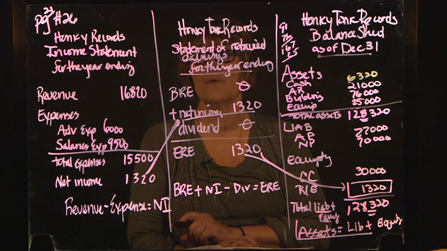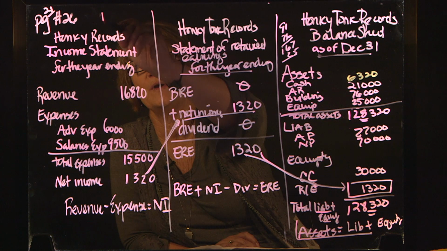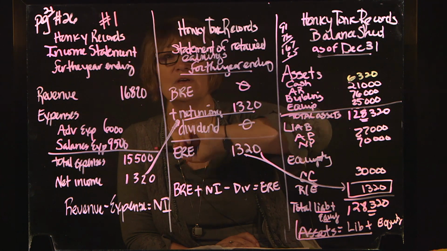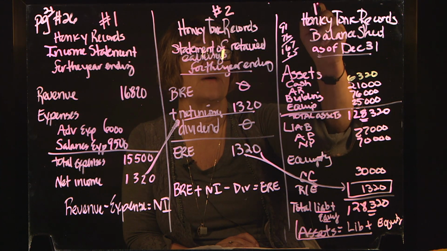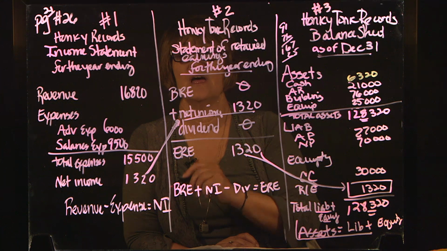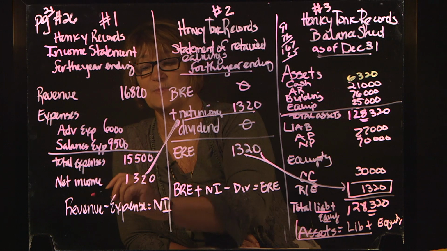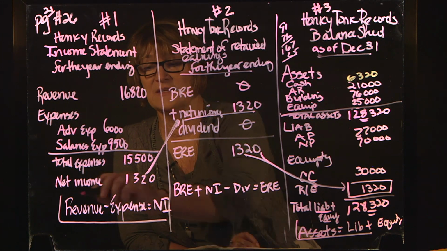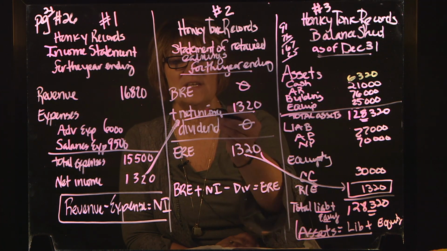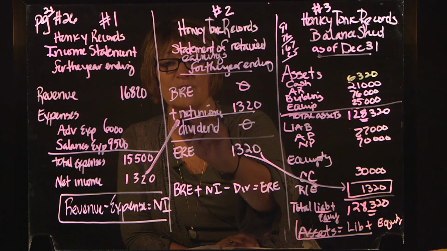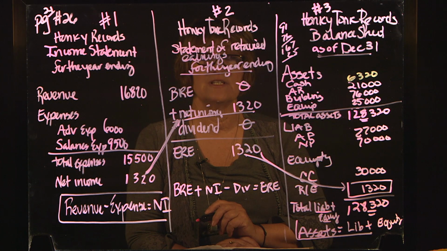And so our main takeaway today needs to be there's three financial statements. You prepare them in order. The income statement goes first. The statement of retained earnings goes second. And the balance sheet goes third. The only accounts that go on the income statement are revenues and expenses, and this is the formula for that. On the statement of retained earnings, you have beginning retained earnings plus the net income minus any dividends, gives you ending retained earnings.